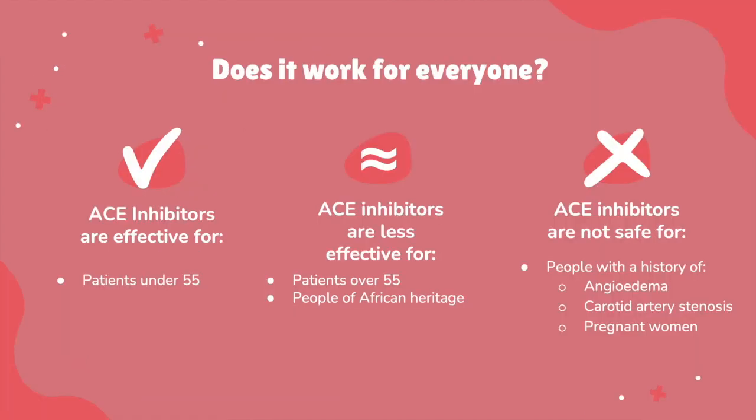So who can take ACE inhibitors? Patients under 55 have higher levels of renin compared to those over 55 and those of African heritage, and will therefore benefit more from ACE inhibitors. The higher levels of renin mean that ACE inhibitors have a stronger influence on the renin-angiotensin-aldosterone pathway, and therefore ACE inhibitors are an effective intervention.